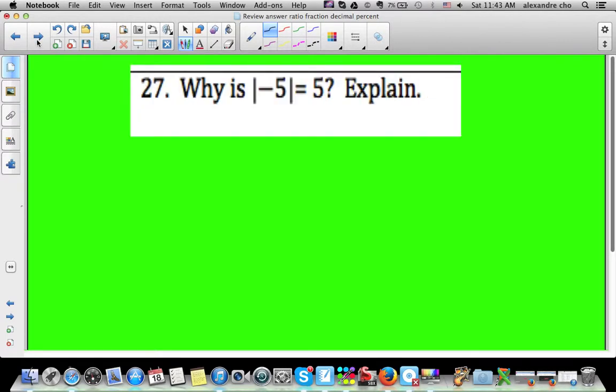27. Why is the absolute value of negative 5, 5? Well, it's always easy if you draw it up. That's 0, that's negative 5. The absolute value of negative 5 is 5 because negative 5 is 5 spaces away from 0. And it's positive 5 because distance cannot be negative.